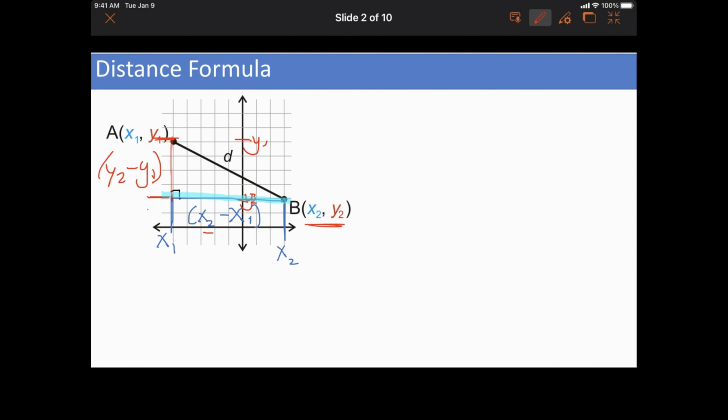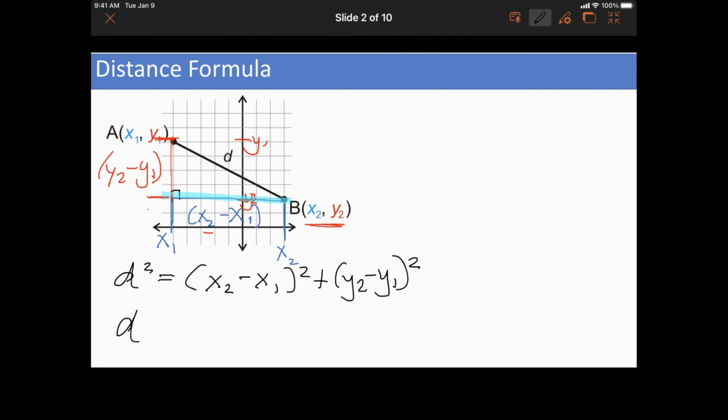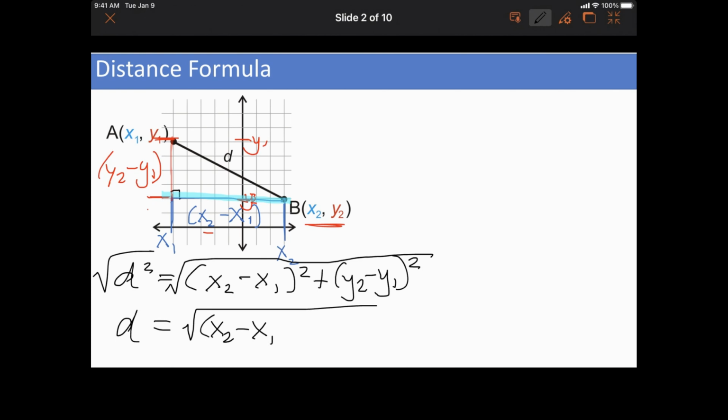So now that I have the lengths, using the Pythagorean theorem, I know that d squared is the sum of the two lengths squared. So that's one leg squared, plus the other leg squared. Using algebra, this gives me distance squared. I just want d. So I'm going to have to take the square root of both sides. So my final formula for the distance formula is this. The square root comes all the way across.